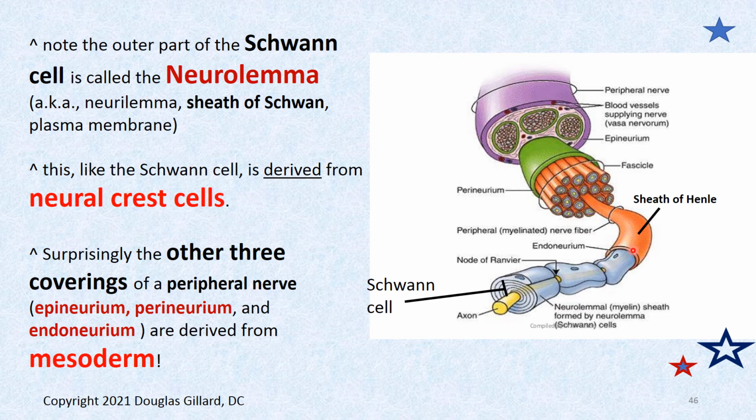Interestingly, though, all the other covers, like the endoneurium here, and then the perineurium, which surrounds a fascicle, which is a bundle of axons, and then even the epineurium, which surrounds bundles of these fascicles. Those were created by mesoderm. So watch out for that question.